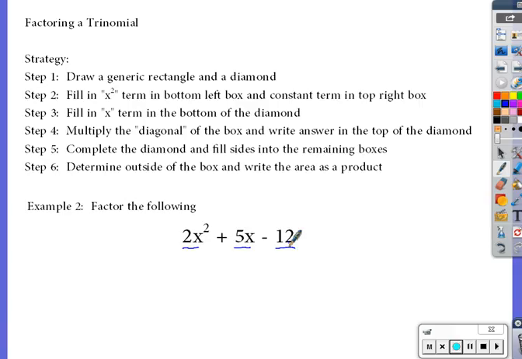So when that happens, I'm going to use this strategy here. Now there's a lot of steps. It is specific, but if you follow the steps, it works every time. That's the great thing about it. So I'm going to carry out these steps.